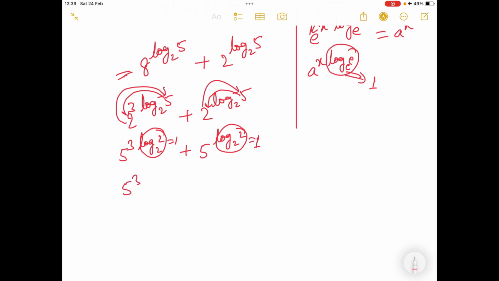It means 5 to the power 3 plus 5, and this will be equal to 125 plus 5, that is equal to 130, and this is equal to the RHS. Hence, the answer of this equation, x is equal to log 2 base 5, is satisfying the equation.